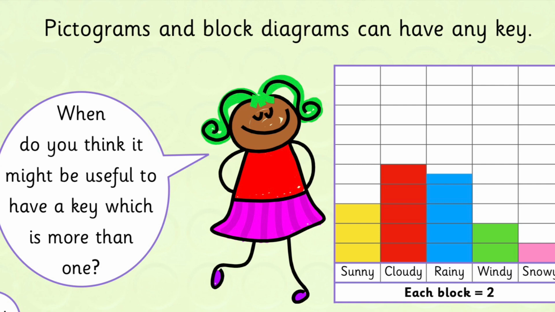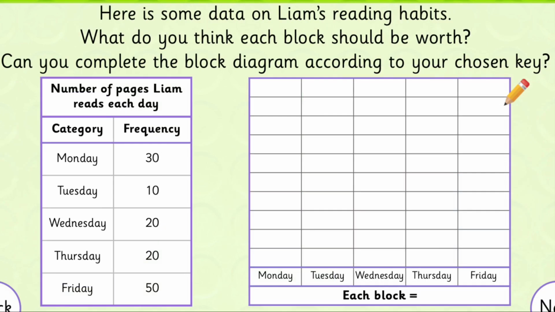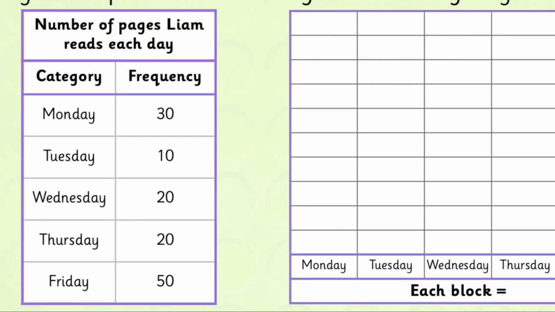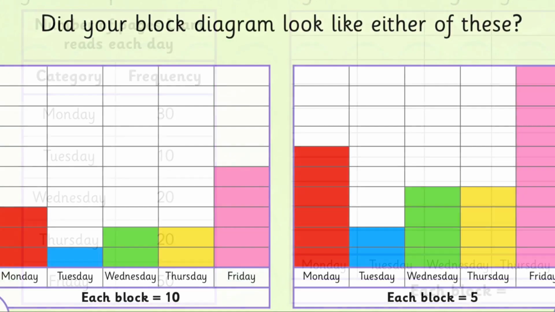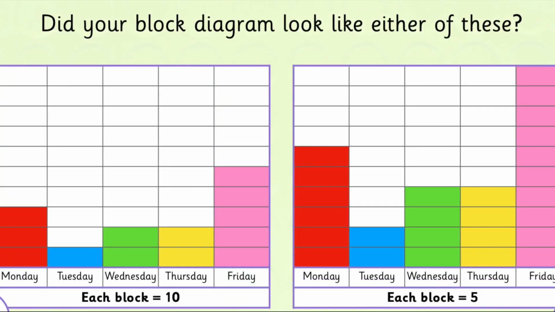When might you think it would be useful to have a key which is more than one? If we look at this information, it tells us how many pages that Liam reads each day. On Monday, he read 30 pages of his book, and on Friday, he read 50. Wow, that would be a lot of blocks to colour if each was worth just 1. What key would you choose to use here? Have a think. As all of the numbers are a multiple of 10, I think I would have chosen the key 1 block equals 10 pages read. And you can see here that he did choose 1 block equals 10.